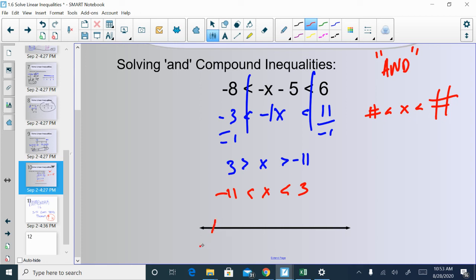I can go ahead and quickly graph this. Here's -11. Here's 3. 0 would be somewhere over here. X values less than 3 would go that way, and x values greater than -11 would go that way. It's an and inequality. If we do everything right, it should just be pointing towards each other, and then we've graphed it. So this is section 1.6.